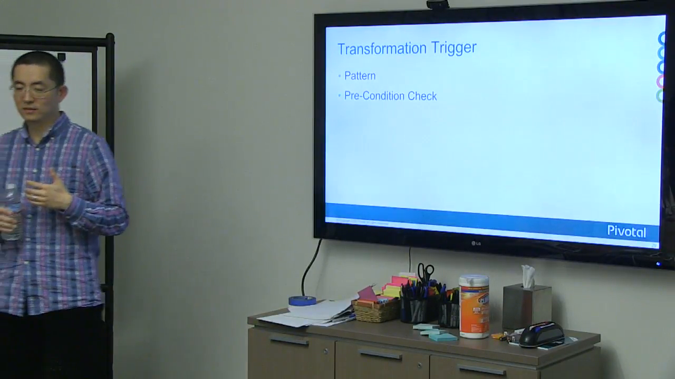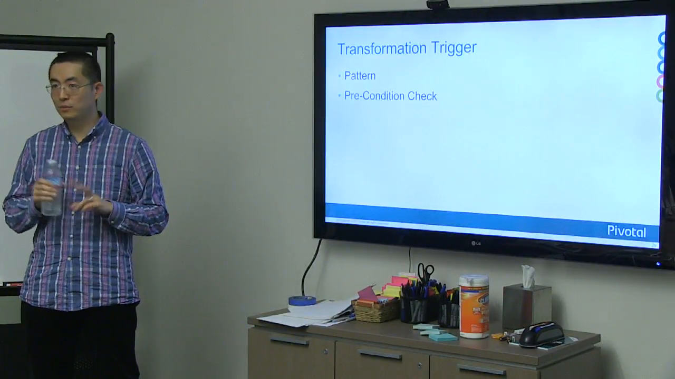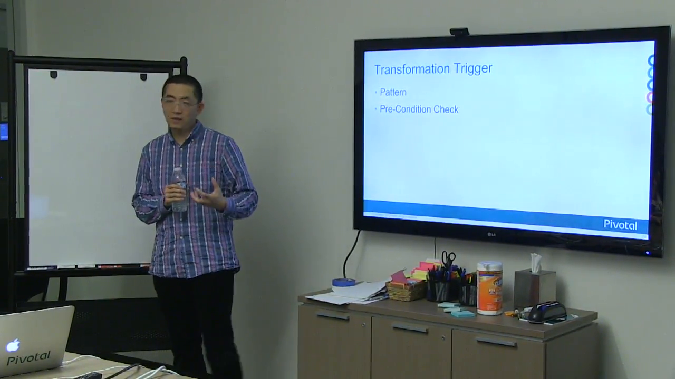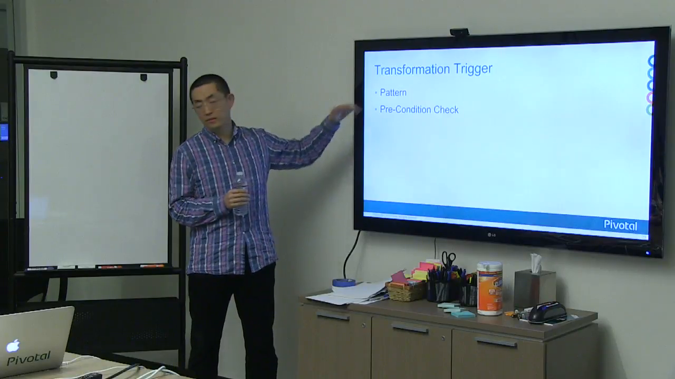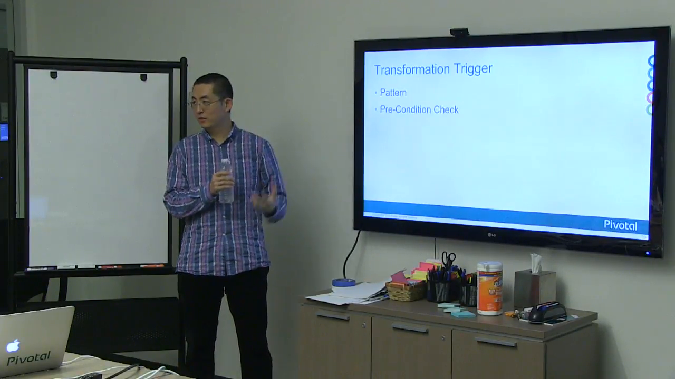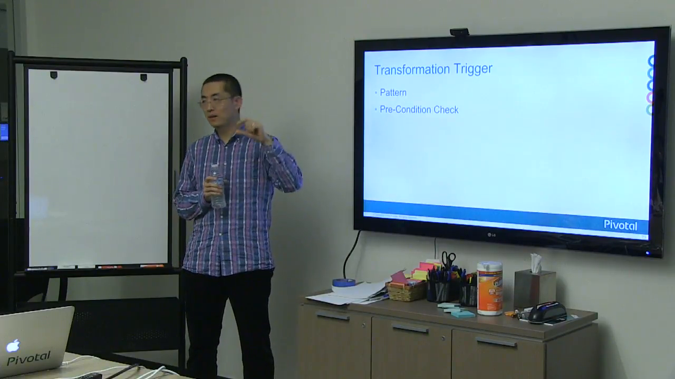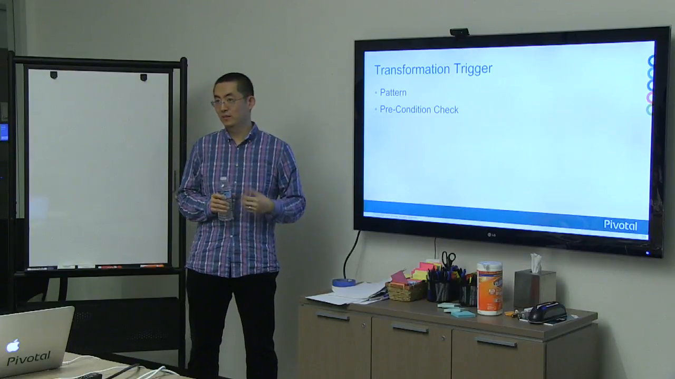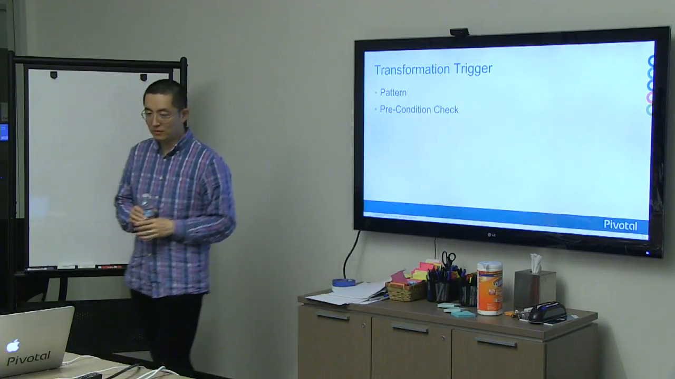In order to trigger the transformation, we need two parts. One part is I need to identify where I'm going to trigger this transformation. That is the pattern matching part. So I give you a tree, I give you a plan. How do I know which part I'm going to apply this rule to? The second part is when am I going to trigger it? That's called the precondition check.